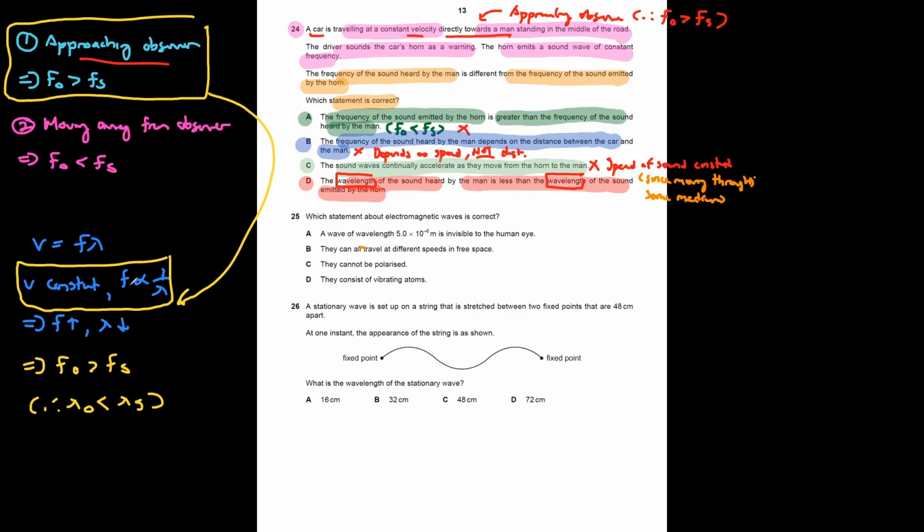So if I already know that wavelength and frequency are inversely proportional to each other, now that I have a case approaching the observer where observed frequency must be more than source frequency, I will have the inverse relation here. Observed wavelength must be less than the source wavelength. This is actually what is being described here: observed wavelength less than your source wavelength. So this is the correct answer. That's for that.